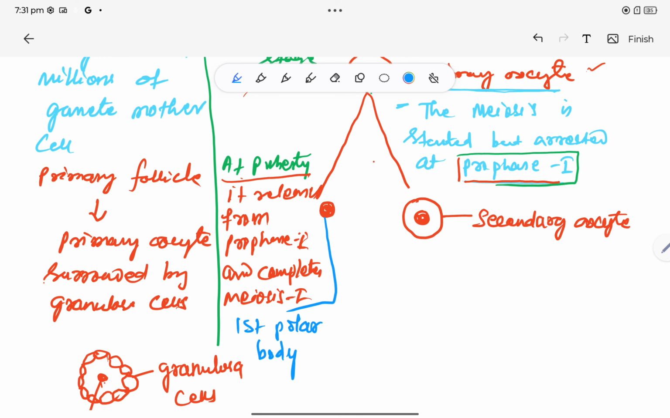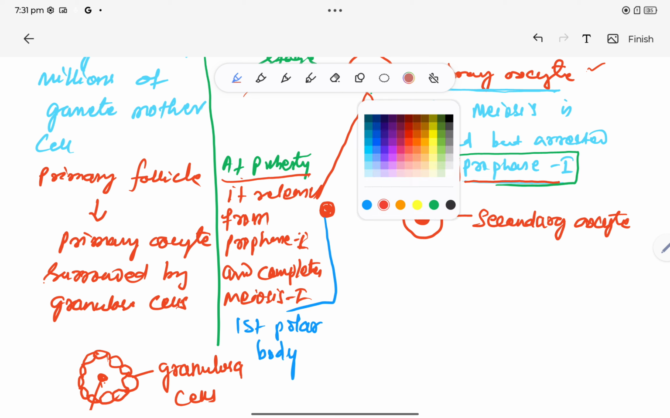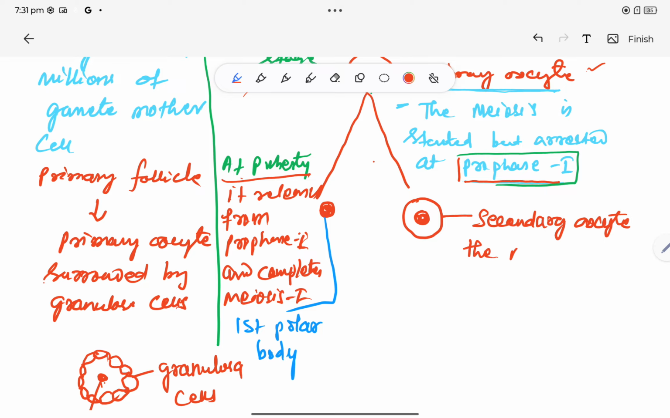So the secondary oocyte which is formed, now in this secondary oocyte, meiosis 2 is started. So meiosis 2 के क्या क्या phases हैं, सब phases हैं: prophase 2, metaphase 2, anaphase 2, telophase 2. So here what happens, the meiosis 2 starts but is arrested at metaphase 2.